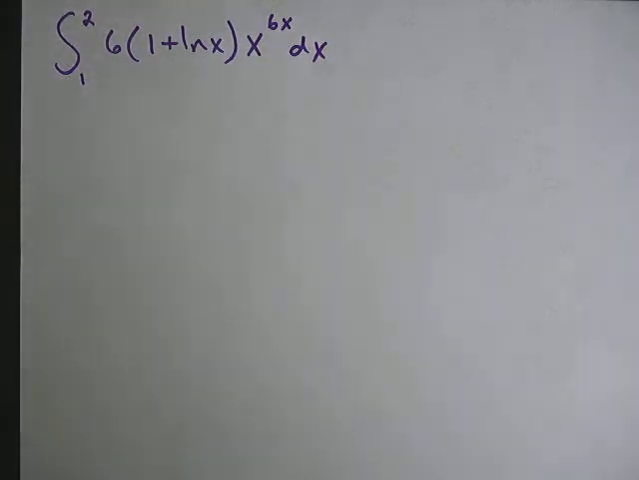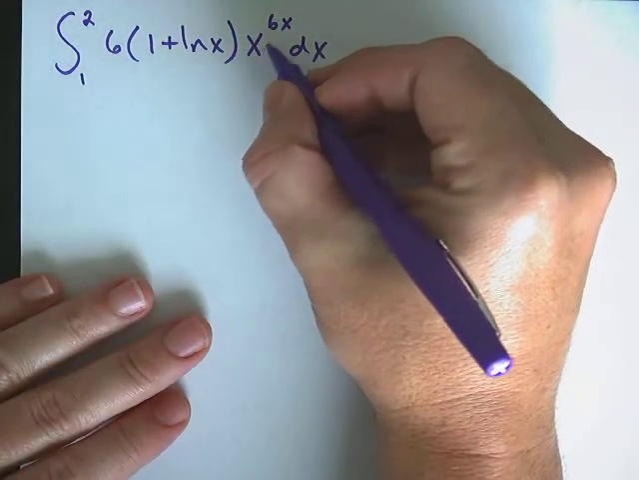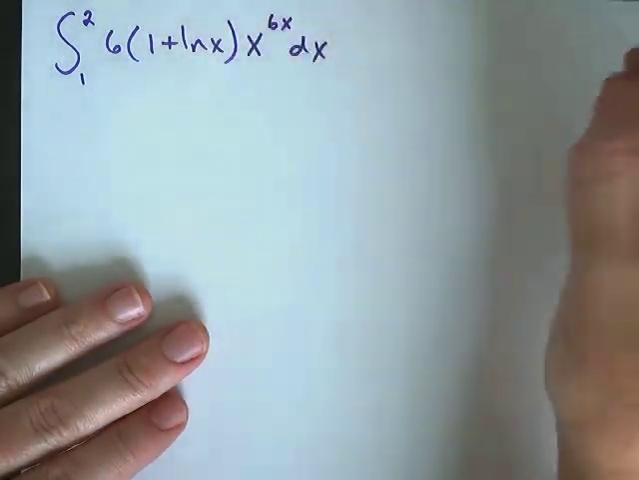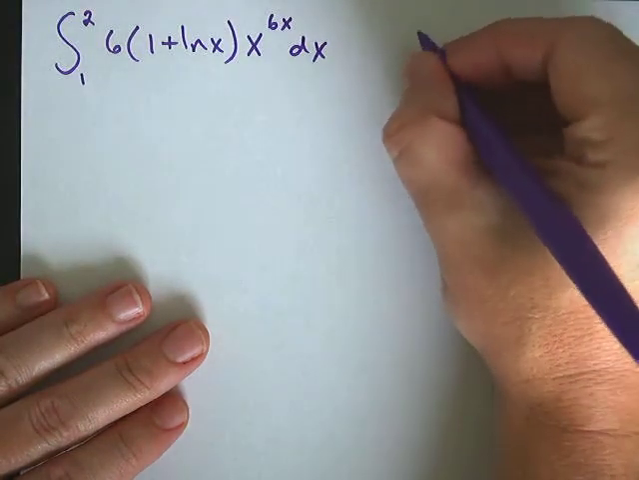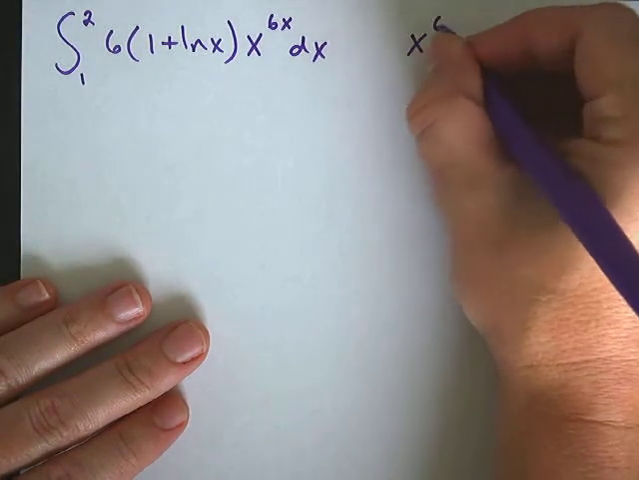Okay, on this problem we have the integral from 1 to 2 of 6 times (1 plus ln x) times x to the 6x dx. So the way we're going to approach this problem, we're first going to look at this term x to the 6x power, and I'm going to rewrite that over here. So I'll say x to the 6x.